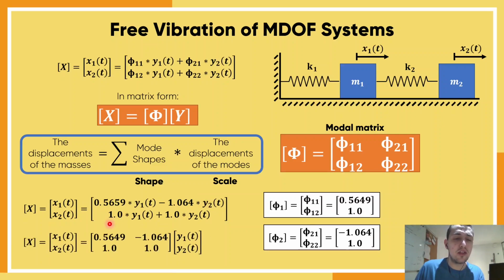If we write this in matrix form, we get this shape, so it's the modal matrix. So again, just the two vectors written as columns of our matrix times y1 of t and y2 of t. So this is the modal displacement vector, if you want to call it like that.